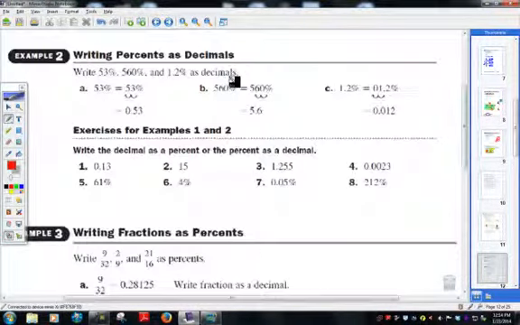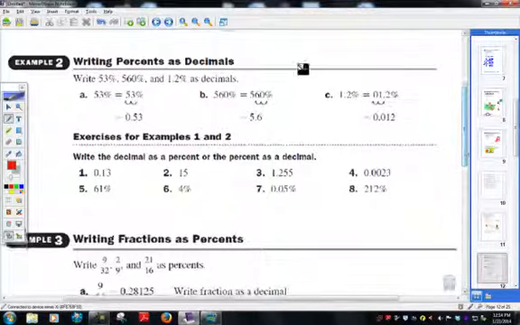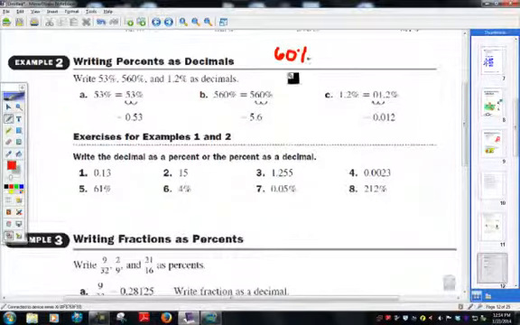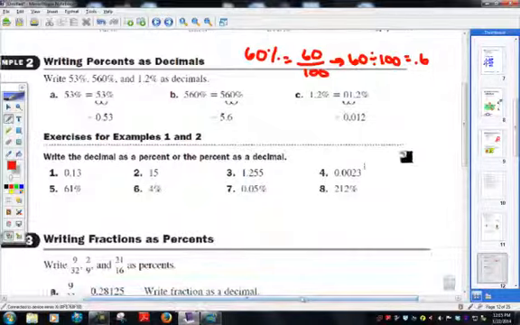Let me zoom in a little bit. You can see, to turn a percent to a decimal, we have the percent 60%. We know that's the fraction 60 out of 100, and all fractions are division problems. Numerator divided by denominator gives us 0.60 or 0.6. Either way, you could have 0.6 or 0.60.